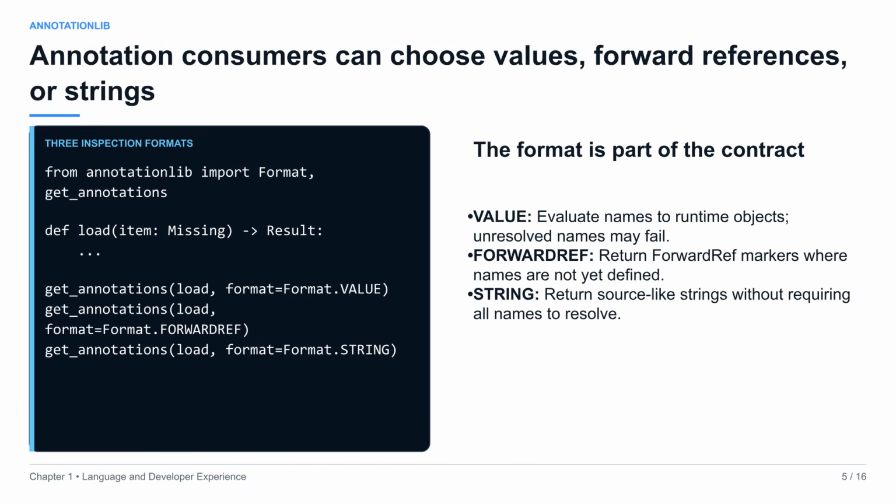The new annotationlib module makes the evaluation policy explicit. VALUE format is closest to the historical behavior of reading evaluated annotations, so it can execute annotation expressions and fail on missing names. FORWARDREF format evaluates what it can and substitutes ForwardRef objects for unresolved names, which is useful to frameworks building type graphs. STRING format produces source-like text and avoids resolving names. Library authors should choose the least powerful format that satisfies their use case. That decision improves predictability and reduces accidental execution during schema, routing, validation, or documentation discovery.